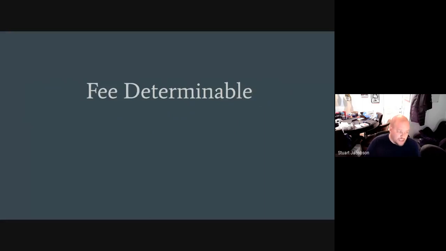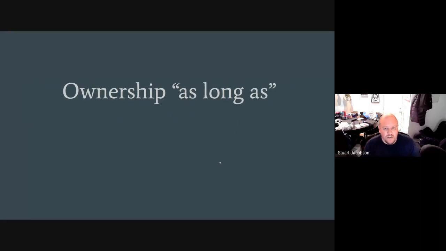Fee determinable is one of the freehold estates. Fee determinable, or I also refer to it as fee conditional or conditional fee, which is literally what it is. It's ownership as long as. Keep in mind, the as long as has to be lawful. Okay, if the as long as is not lawful, then it cannot be abided by. Okay, it's ownership, meaning that you have the bundle of rights. You can have full and complete ownership as long as blank.